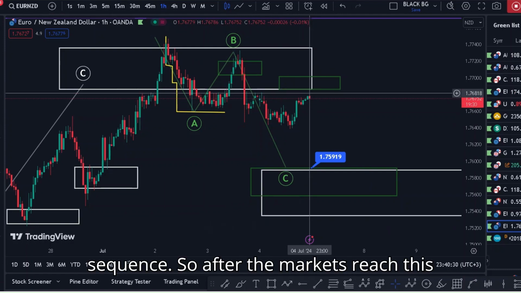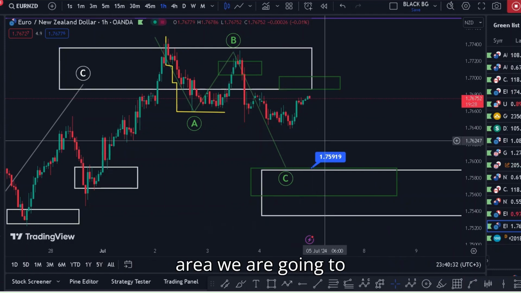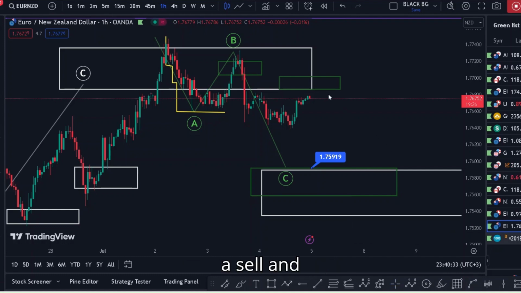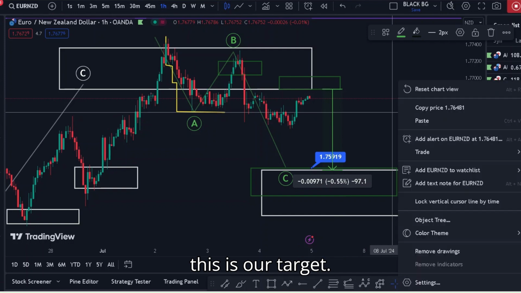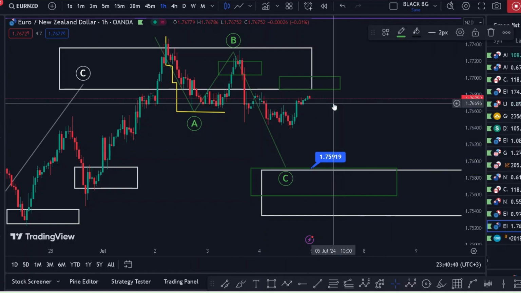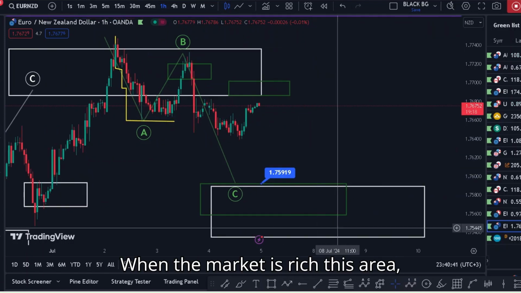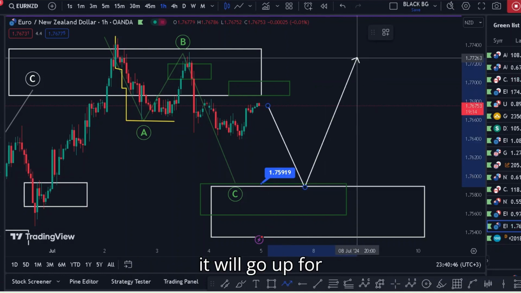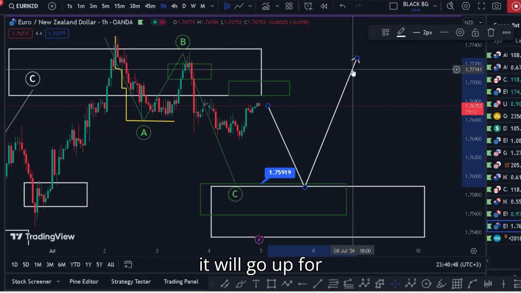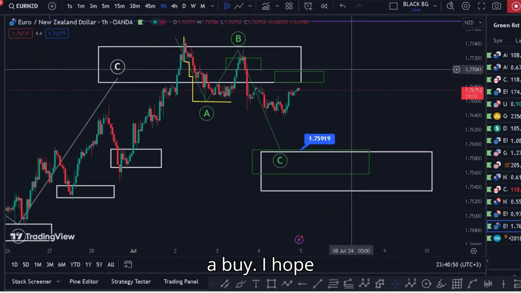So after the market reaches this area, we are going to sell, and this is our target. When the market has reached this area, it will go up for a buy.